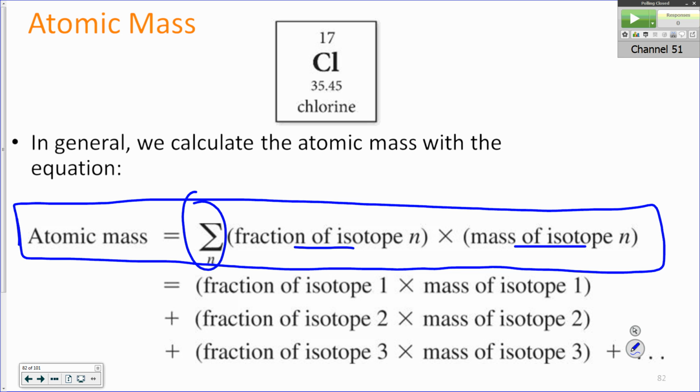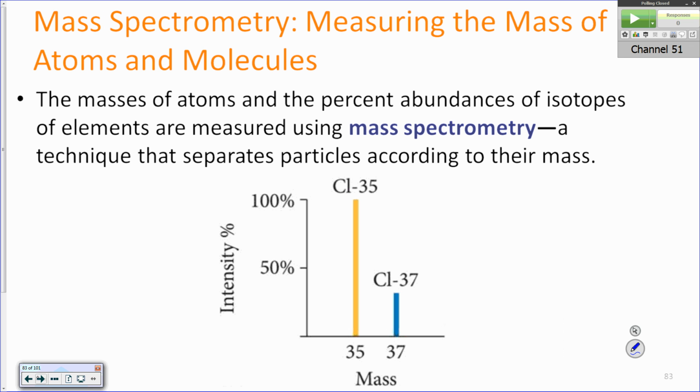So in the case of the previous one we did, it would have been the chlorine 35's fraction times its mass, plus the chlorine 37's fraction times its mass. If we were to do the carbon, we would say the fraction of carbon 12, the fraction of carbon 13, and the fraction of carbon 14. Different elements differ on the number of isotopes. There's only a few that only have a couple.